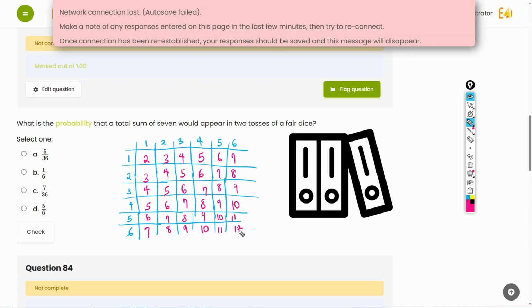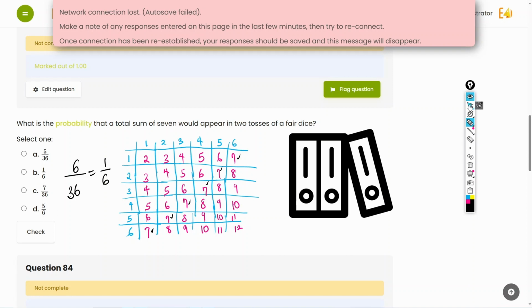Okay, so what's the probability a total sum of 7 will appear? So let's count. How many 7s do we have? 1, 2, 3, 4, 5, 6. So that's 6 over 36, because the total number of possibilities is 36, right? Which can be written as what? 1 out of 6.